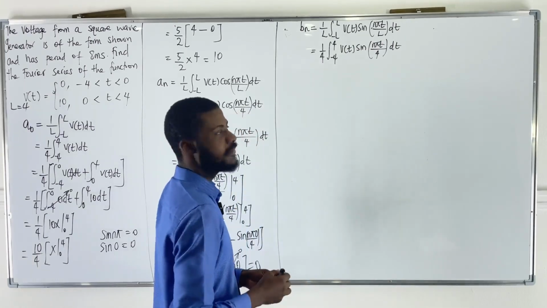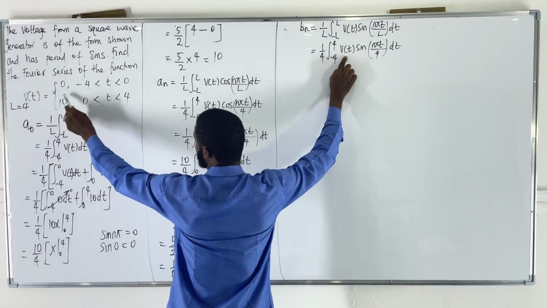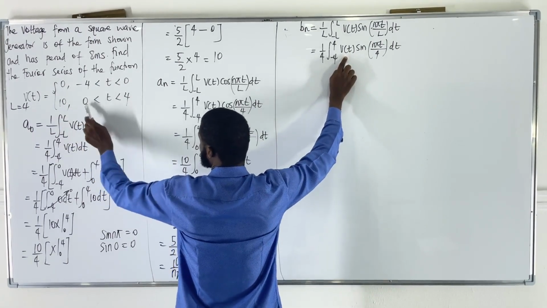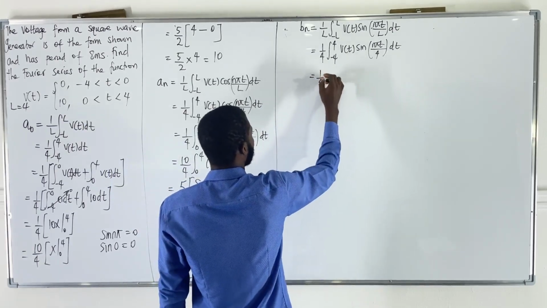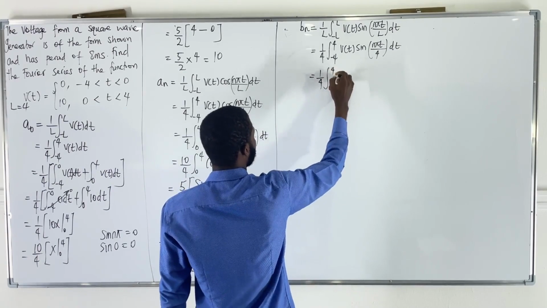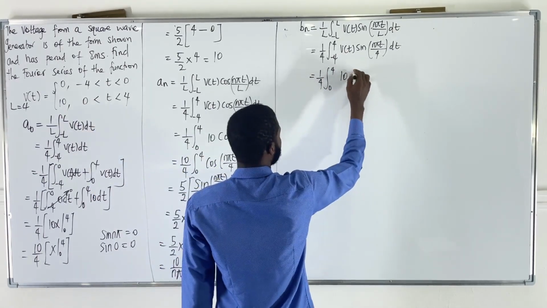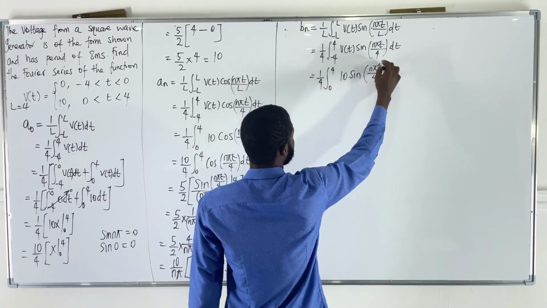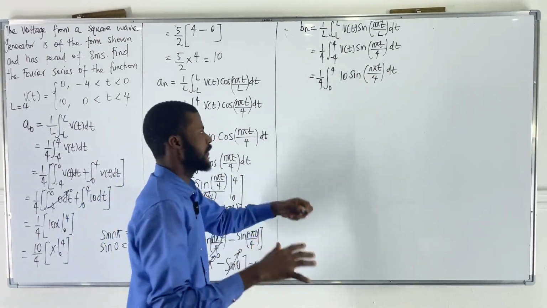Now again, the only function we're going to be picking will be this one, because this is 10, while this is 0. So 0 is nothing. We're going to use only this one. Now the integral for this one will be 0 to 4. So we'll say this is 1 over 4, integral from 0 to 4. Then v of t here was 10. So this is 10 sine n pi t over 4 dt. Okay, it's looking beautiful anyway.